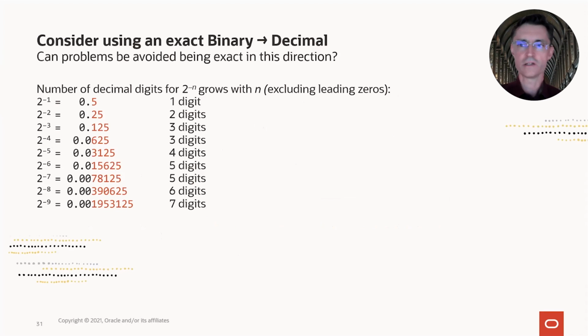Now, how about going in the other direction? How about we go from binary to decimal? We actually don't have the exactness problem, because it turns out all binary fractions are exactly representable as decimal fractions. And the reason for that boils down to 10 being 2 times 5. So if we look at converting binary fractions to decimal, 2 to the minus 1 is 1/2 or 0.5. So it looks like that's getting pretty long, pretty fast.